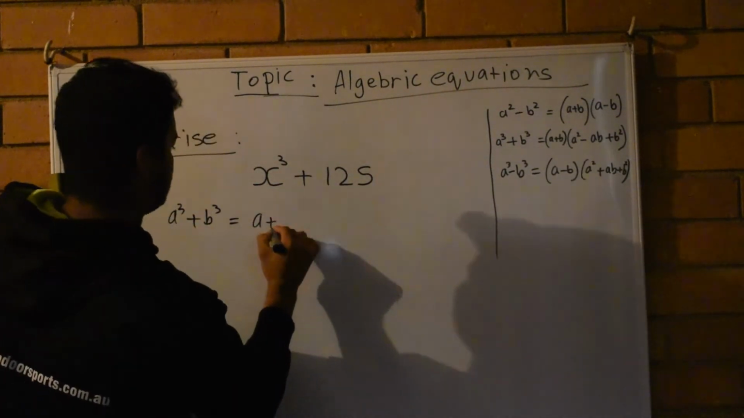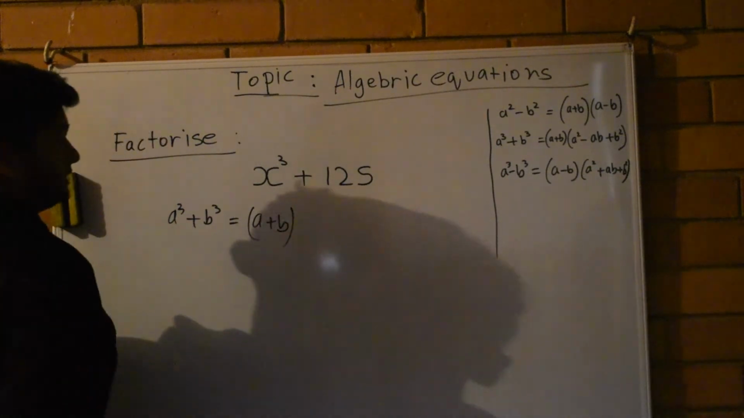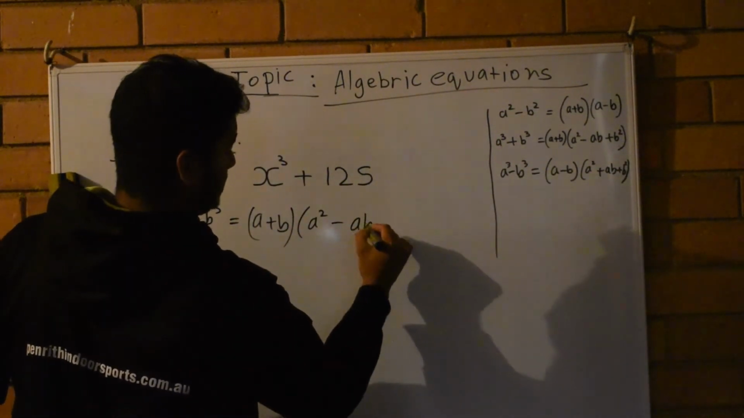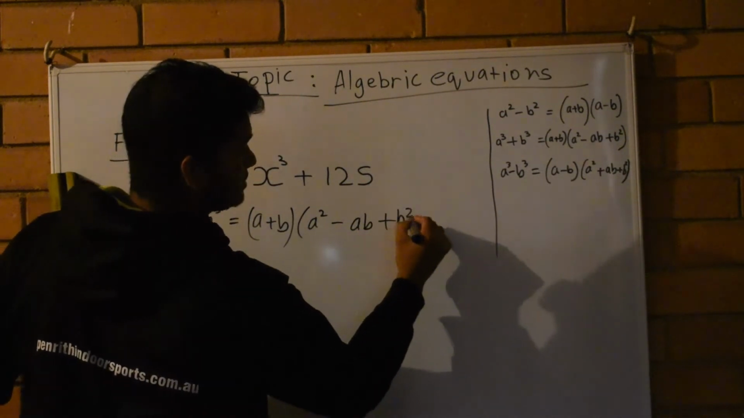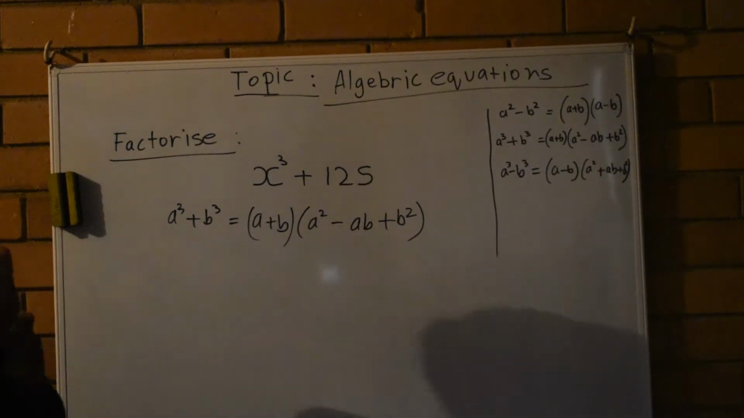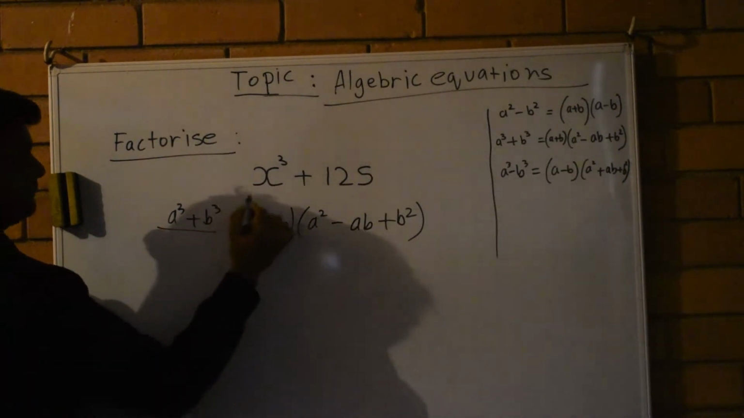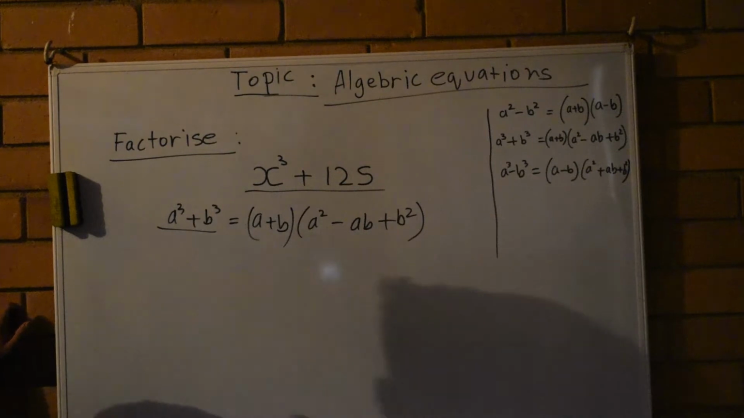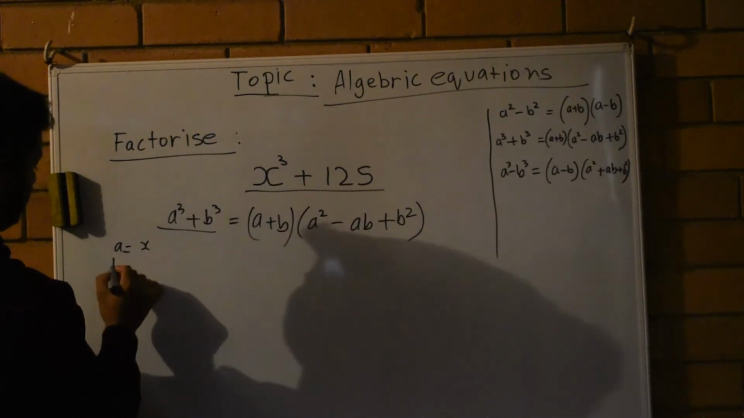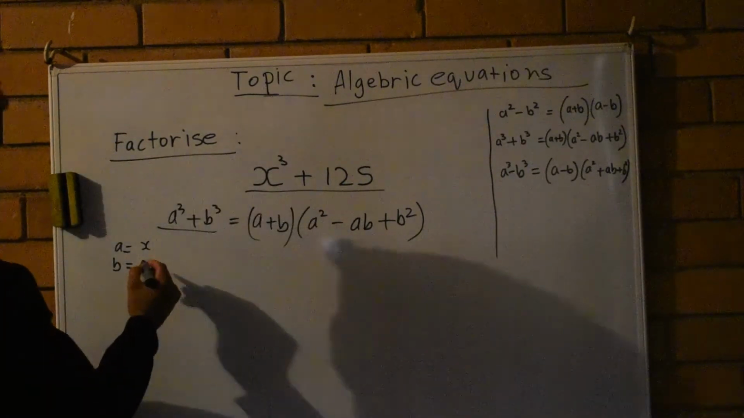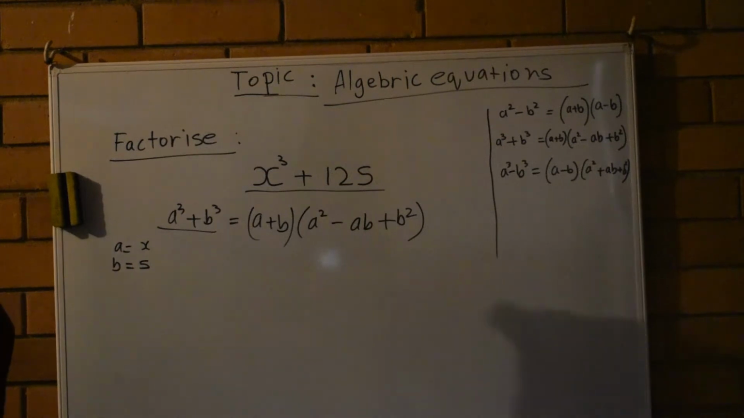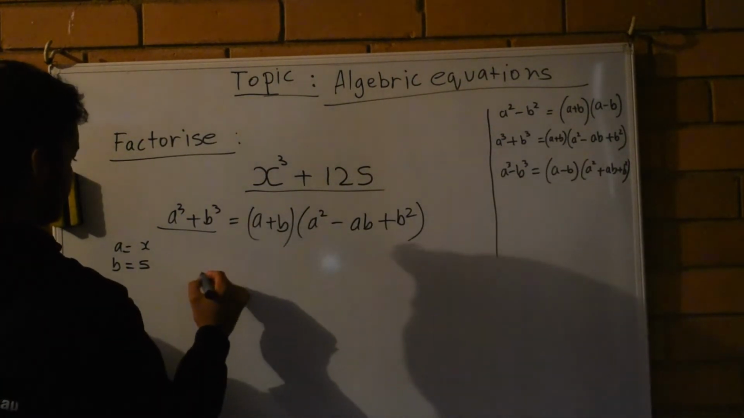a plus b, and then a squared minus ab plus b squared. Now you can see that we have this form here. So a will be our x and b is going to be our 5, because the cube root of 125 is 5. And then we'll just put it into the equation.